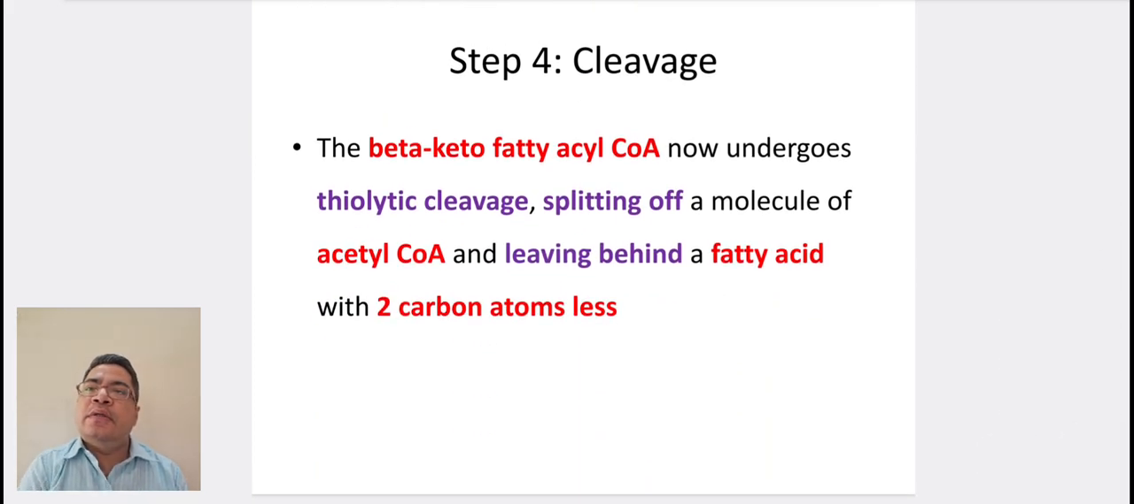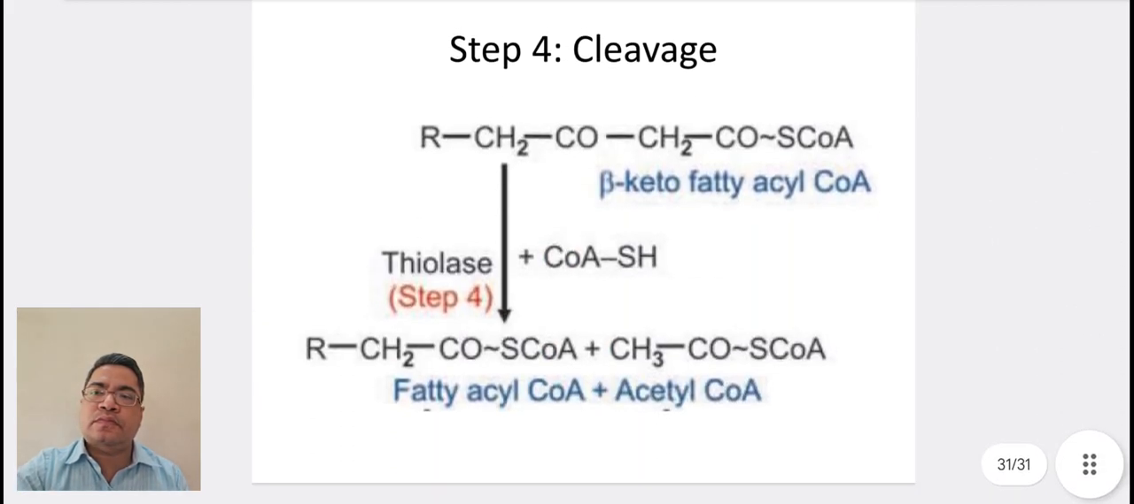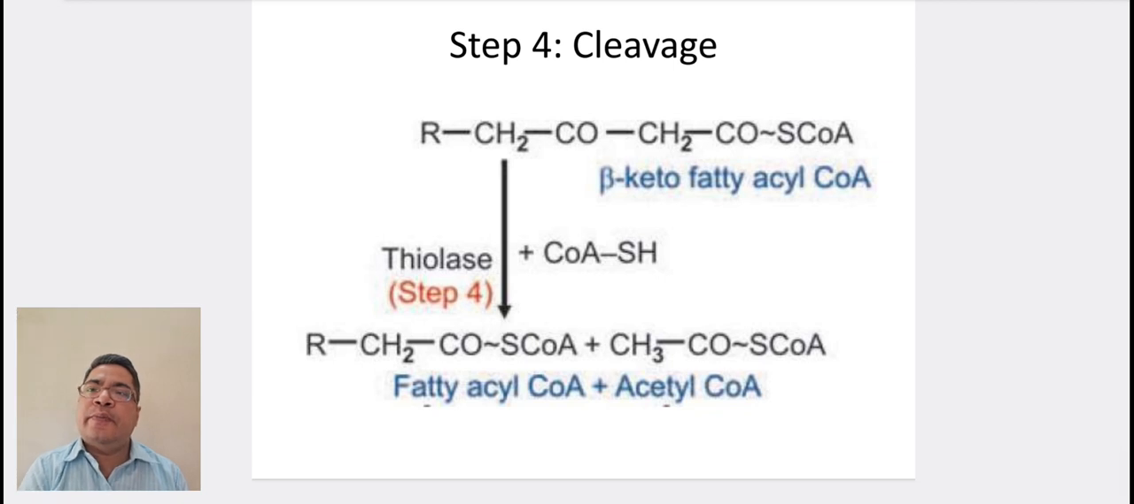Then we have cleavage. The beta keto fatty acyl CoA now undergoes thiolytic cleavage, that is splitting off a molecule of acetyl CoA and leaving behind a fatty acid with two carbon atoms less. Here we can see beta keto fatty acyl CoA is converted into fatty acyl CoA and acetyl CoA with the help of the enzyme thiolase and CoASH.